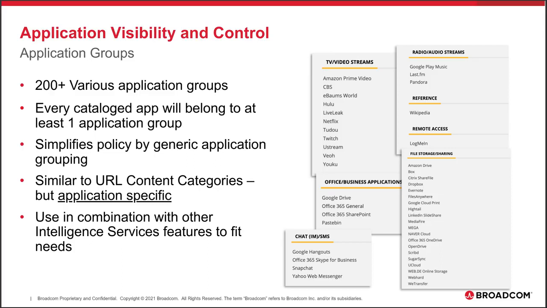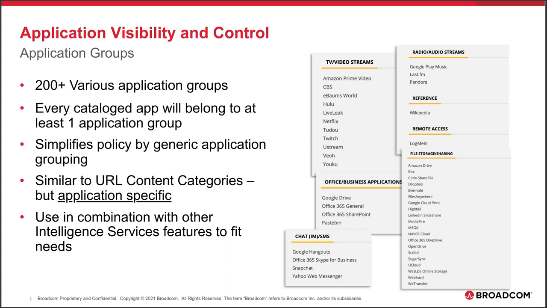And what these allow you to do is simplify policy by creating generic application groupings, right? So maybe you don't want to specify what apps are allowed on your network. You just want to say, I'm going to block all social networking apps altogether. And then you can poke holes in that as you wish. And we'll show you an example of that later.